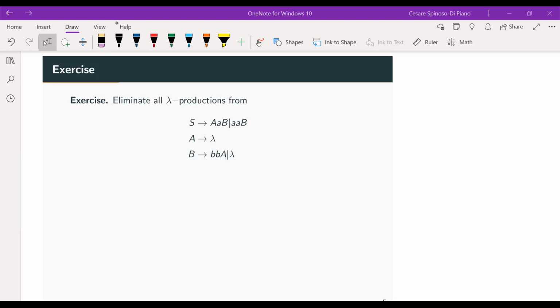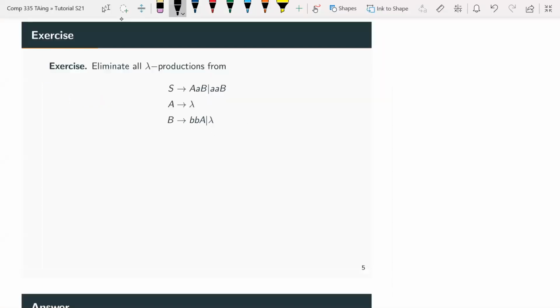All right, so let's look at this exercise together. So we were asked to eliminate all lambda productions. So remember, what are the steps? The first step is just to identify all nullable variables. So in this case, A gives me lambda, so A is a nullable variable, and B gives me lambda, so that's also a nullable variable. S isn't, because in either this case or this case, I have terminal strings, meaning that S itself can never give exactly lambda, right? So then I only need to really think of A and B, right?